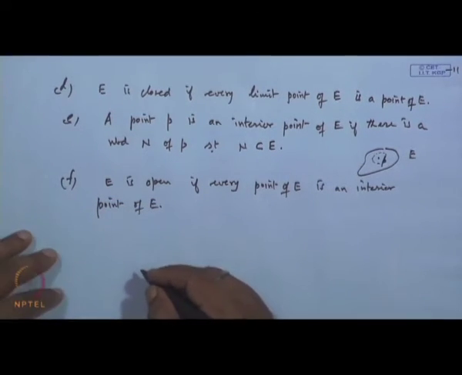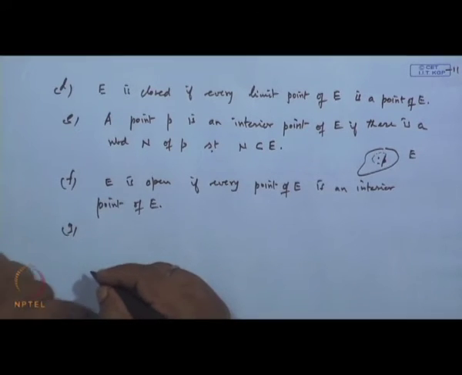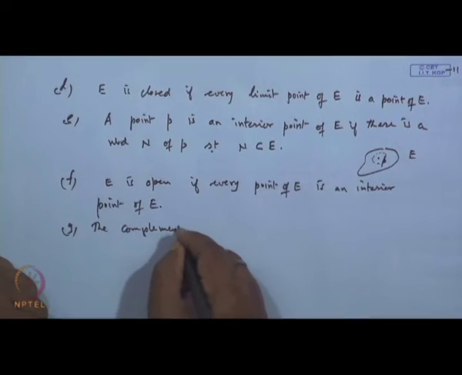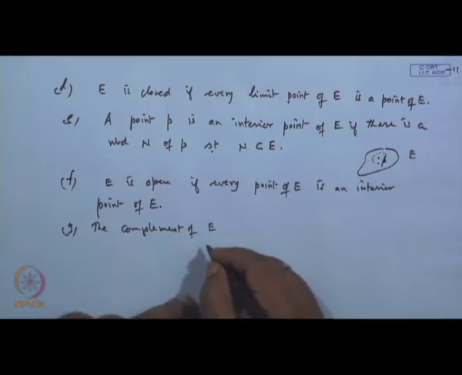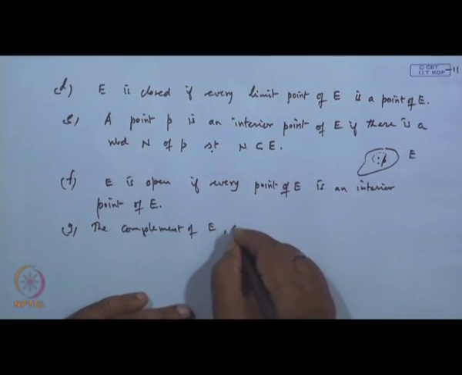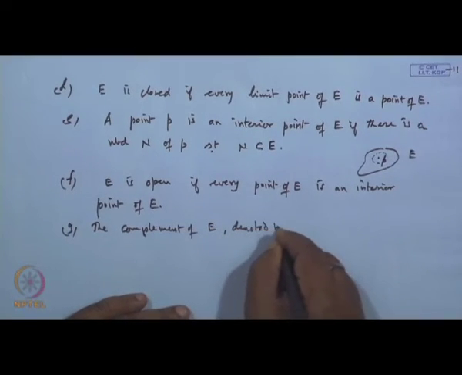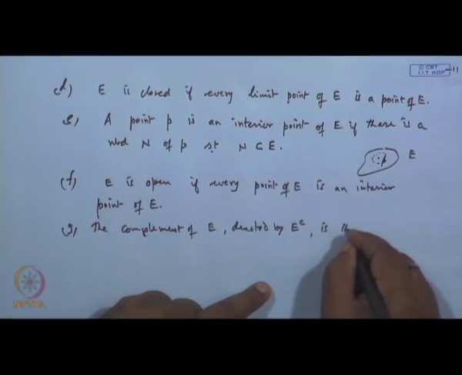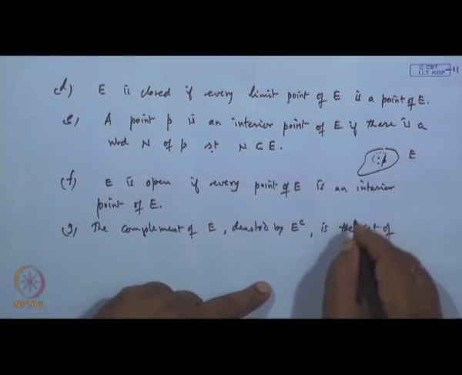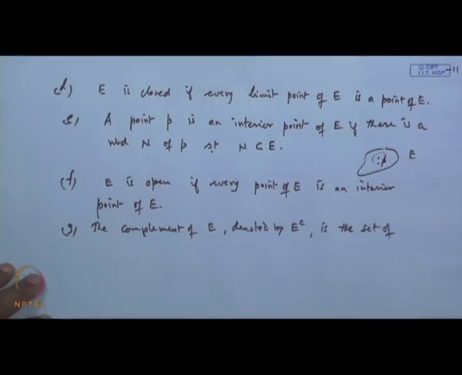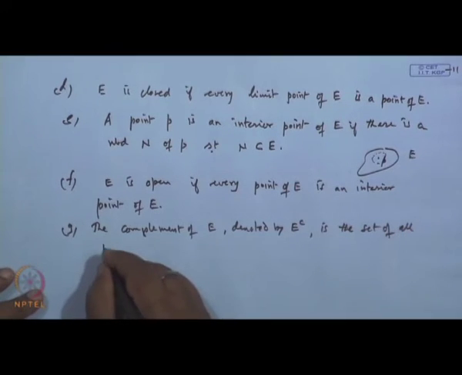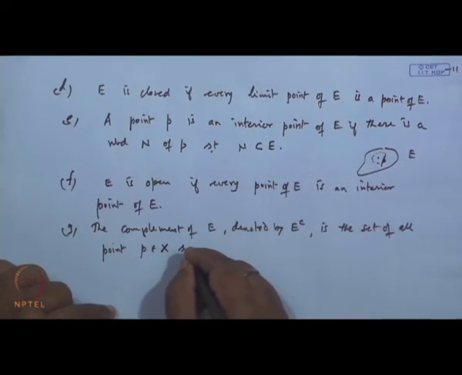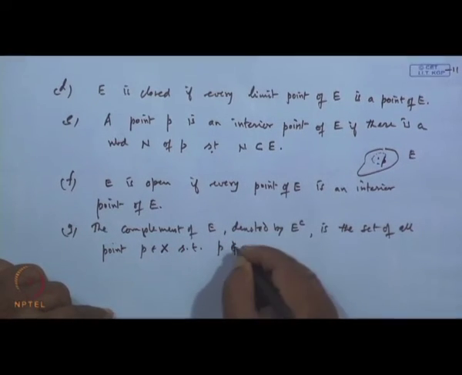Then the complement of E, denoted by E C, is the set of all points P belonging to X such that P is not in E.